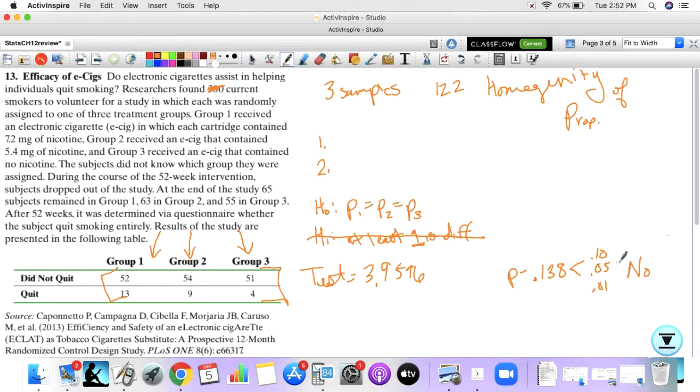It'd probably be 0.05, right? It's not life or death. So there's not enough evidence at a 0.05 level of significance to say that the 3 groups reacted differently. Which makes sense. I mean, look, they are pretty darn similar.